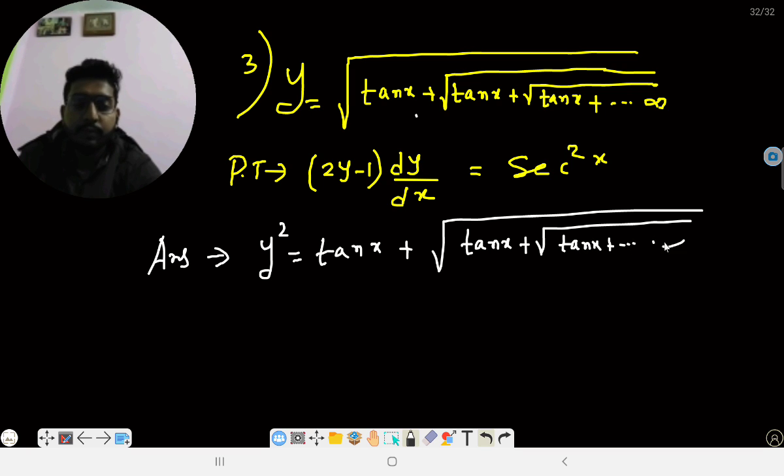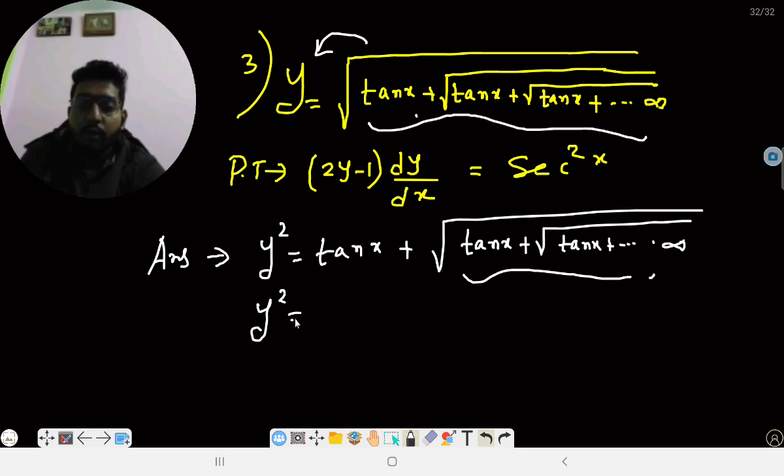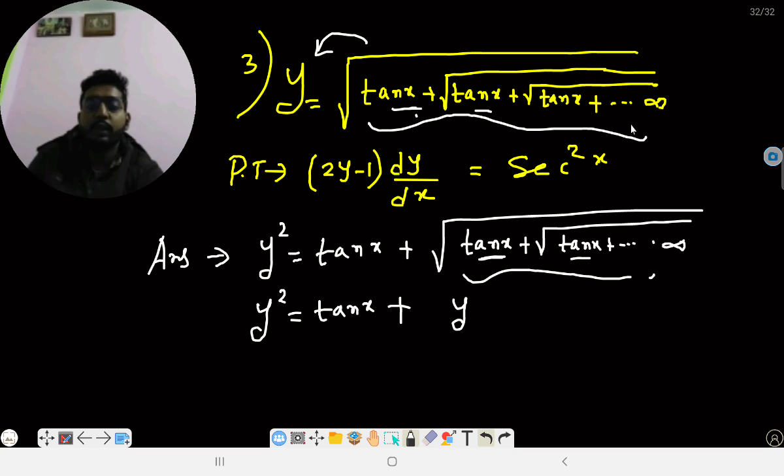dot dot dot infinity. So how many tan x are there? Here there are infinite tan x, and here also there are infinite tan x. So the value of that infinite tan x was y. Here also, since this is the same thing, the value of this one will also be y, because tan x, tan x, tan x up to infinite tan x is there, and here also. So both are the same. Whatever the value of this one is, it is the value of this one also. So that is also y.